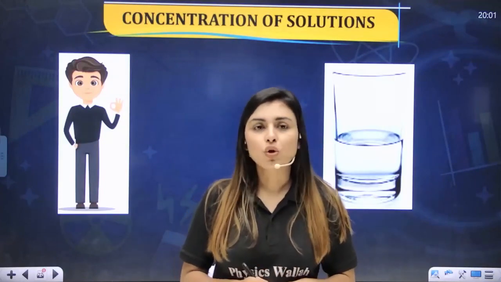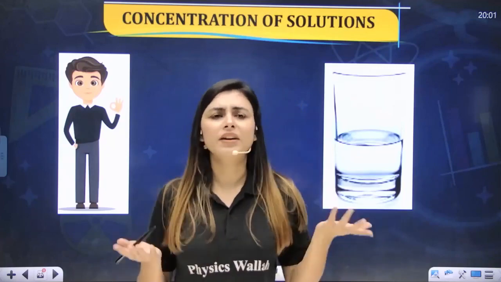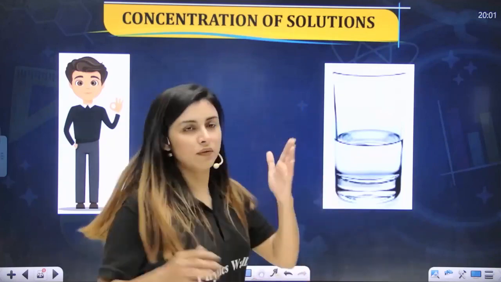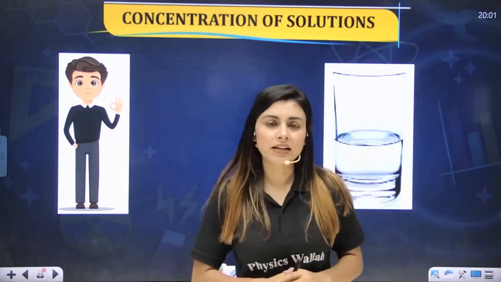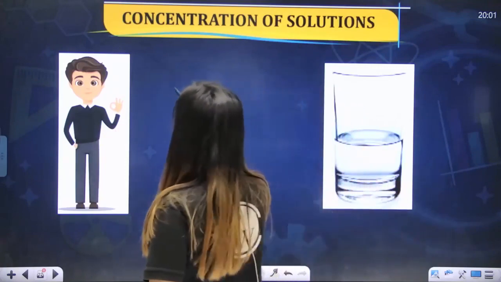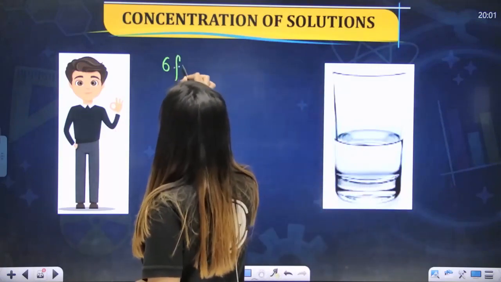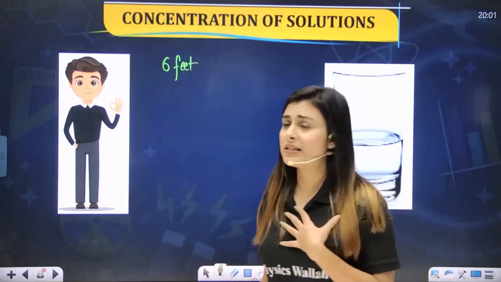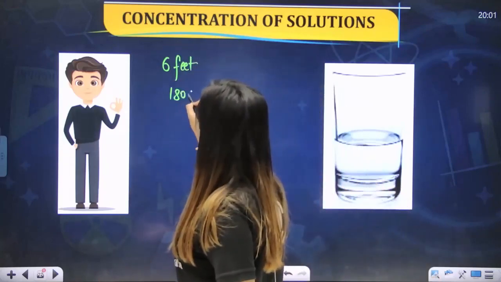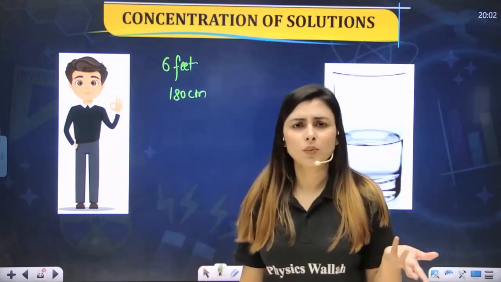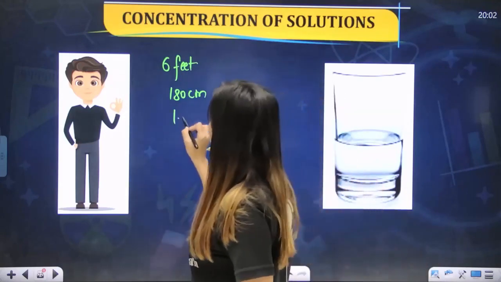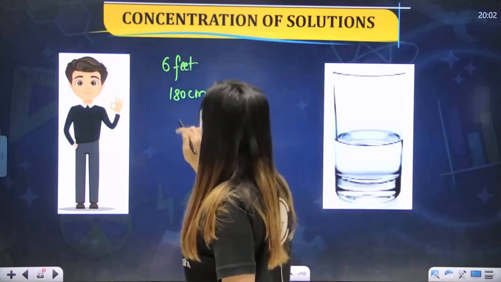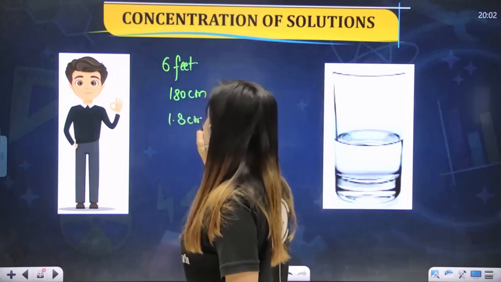Okay. So let's take a very genuine example. Let's take the example of this person. I am telling you that his height is 6 feet. If I say it is 180 centimeters, will it be fine? Yes, ma'am, it will be fine. If I say that this is 1.8 meters, will it be fine? Yes, ma'am, this will be fine.